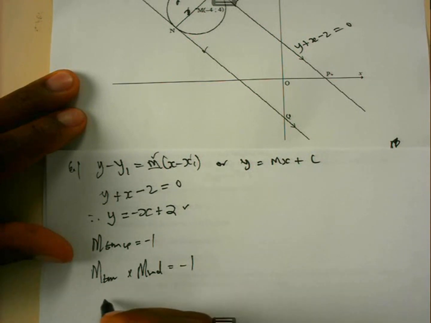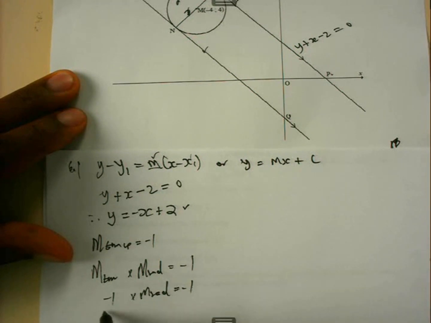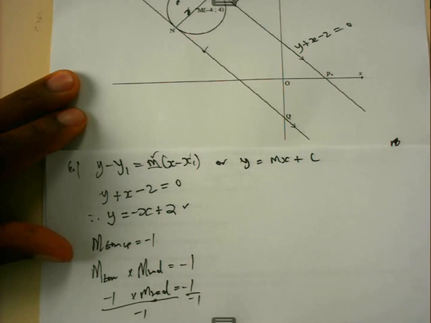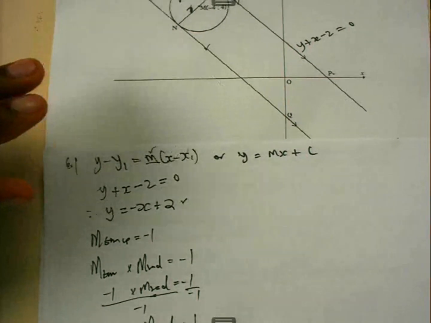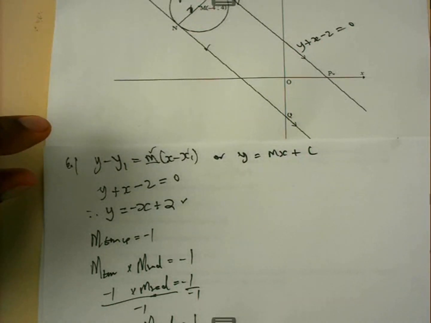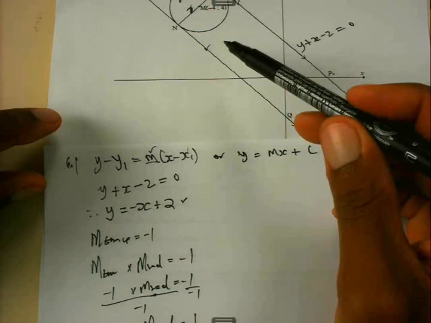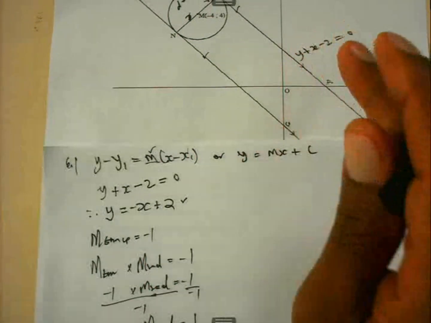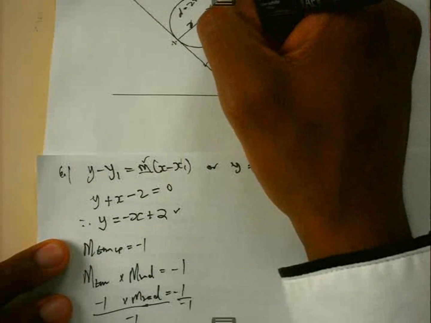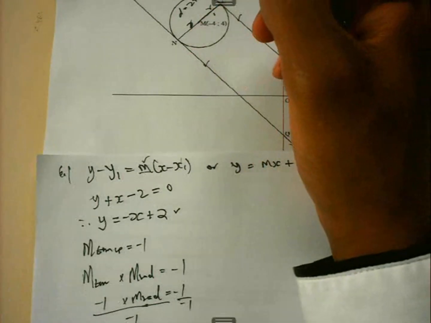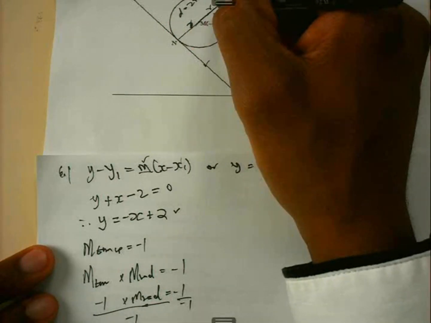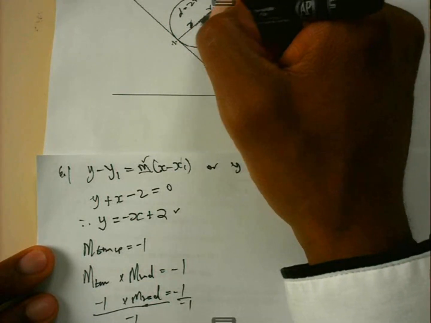Therefore, now our tangent there is -1. Then we times by the radius, which is -1 as well. Then divide both sides by -1. Therefore, m radius here is equals to positive 1. Why? It is very important always to remember that the tangent is perpendicular to the radius. Now, we know that the gradient of this line here is a positive 1.